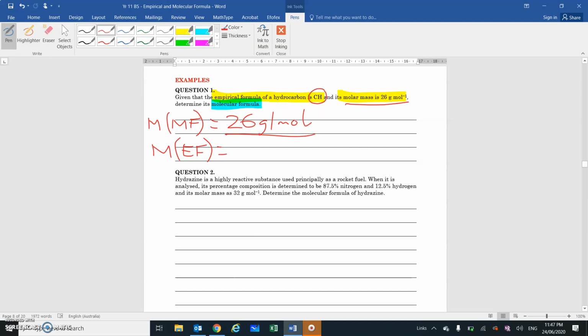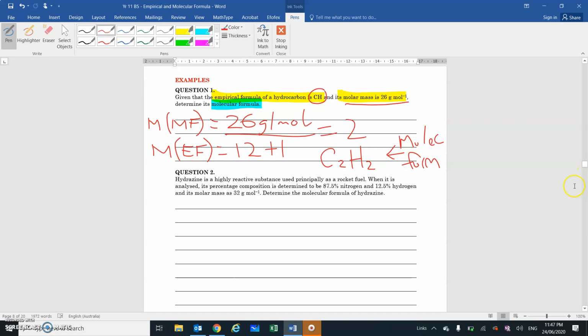So if we add them up, carbon is 12, hydrogen is 1. So 26 divided by 12 plus 1, so 26 divided by 13, we get 2. So 2 tells us the ratio. So if the empirical formula is CH, we multiply each of them by 2. So C2H2, or ethene in other words, is the molecular formula.